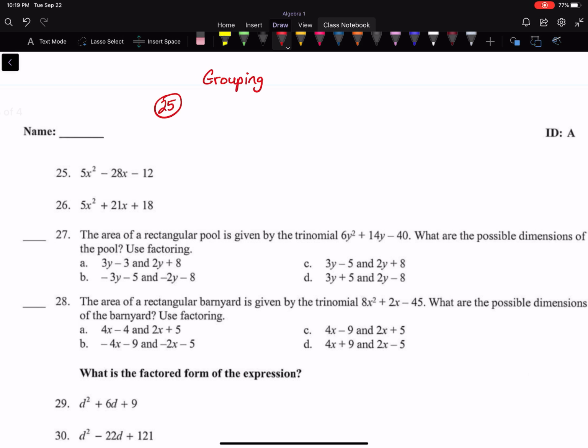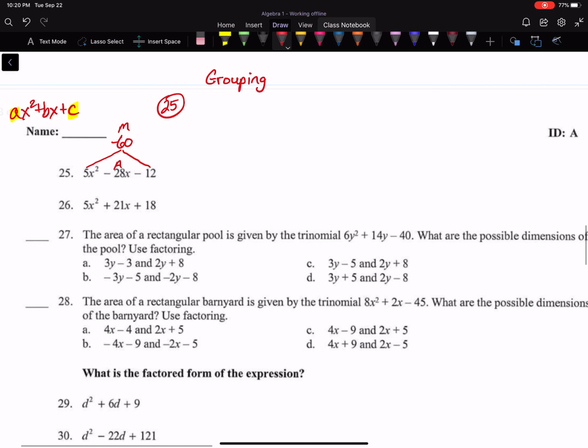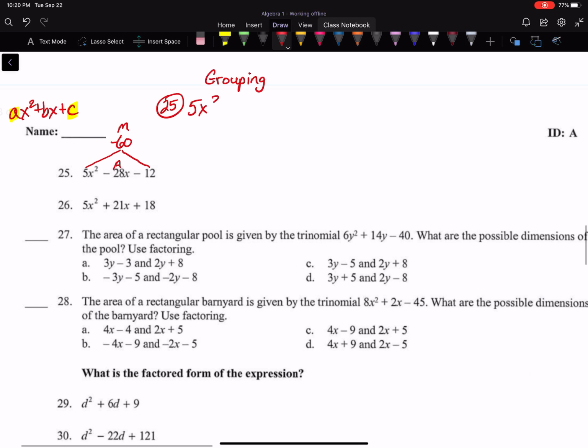So to do the grouping, you're going to take the a and the c, and where am I getting that? ax squared plus bx plus c. So it's always the a times the c. Okay, so the a times the c here would be negative 60. And we're looking for two numbers that multiply to be negative 60 and add up to be negative 28. So I'm going to rewrite my problem here. The 5x squared stays like it is, but I'm going to transform my negative 28x into the factors.